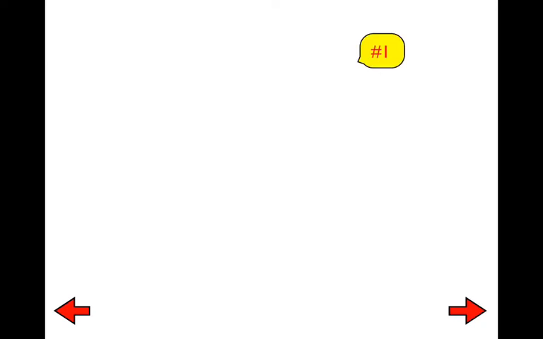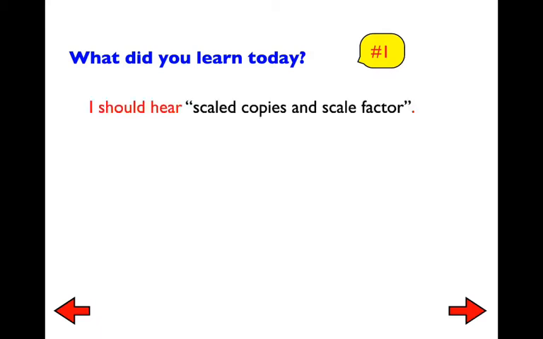And we end every day the same way. Let's think about what you learned today. Take about 15, 20 seconds to think about that. And what you should have thought about was really 2 things: creating scale copies and the idea of scale factor. And that is it for today.